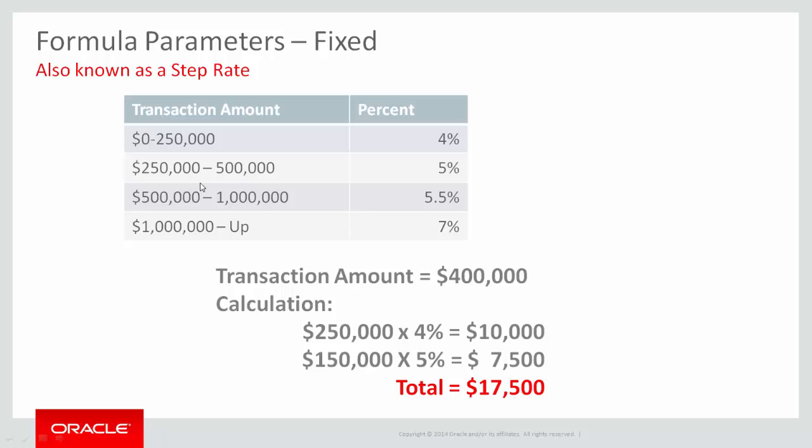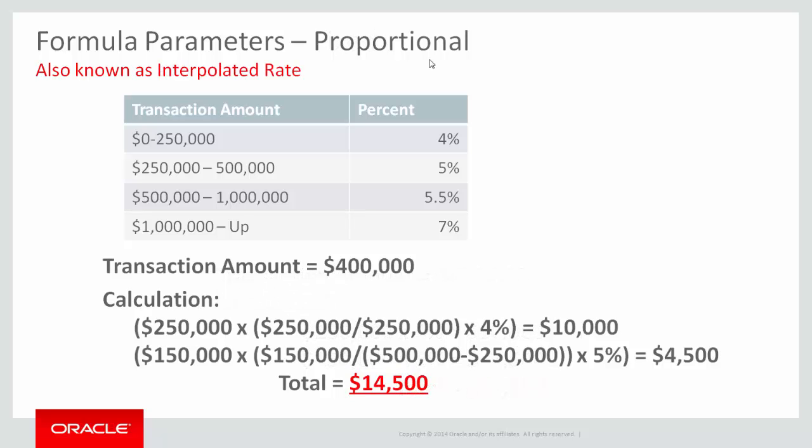Then we take the remainder of that tier, which is 400,000 minus 250,000. So there's another 150,000, which is in the second tier at 5%. So we take that $150,000, multiply it by 5%, and that second tier is paid out at a rate of $7,500. And that yields us a total of $17,500. And again, this is just by selecting the split type of fixed split or a non-proportional split.